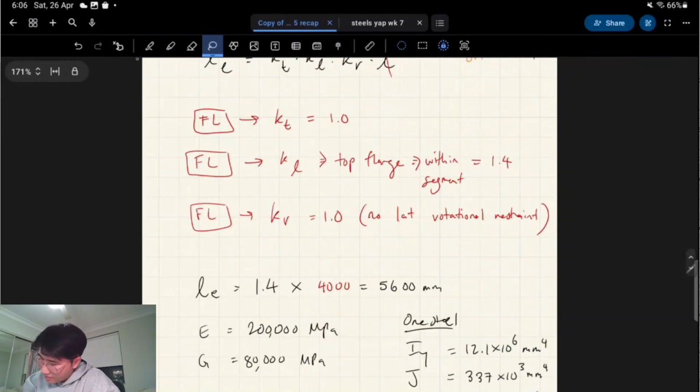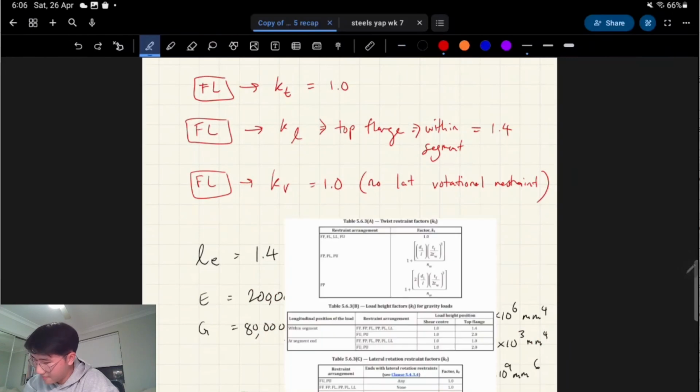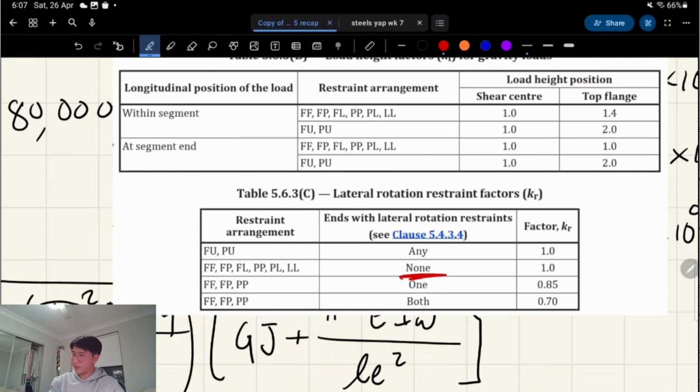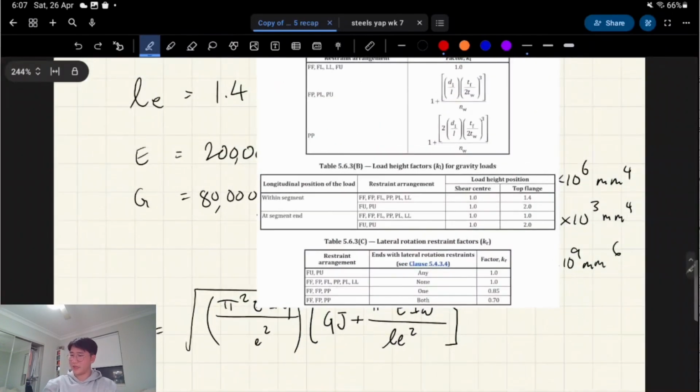So we multiply everything. Oh, I didn't cover the last one, did I? Sorry, my bad. It also says in our question that there are no ends with lateral rotational restraints, and that is our default case. So if the question doesn't say that at all, just assume that, meaning that KR is 1. As long as the question doesn't say otherwise, you should take KR as 1.